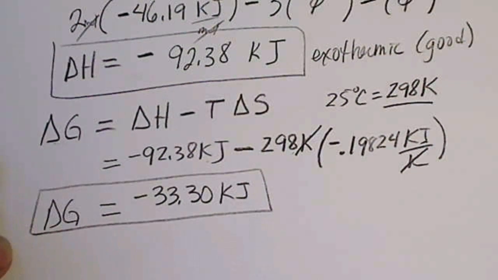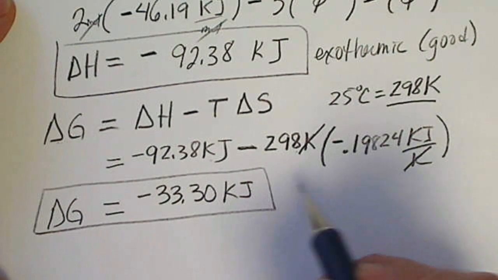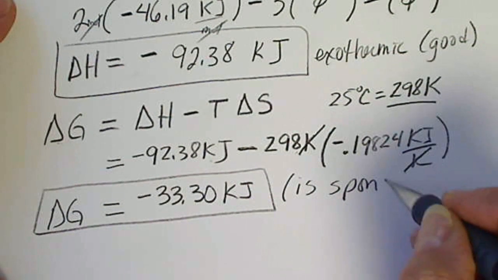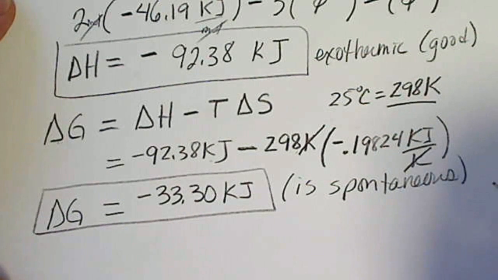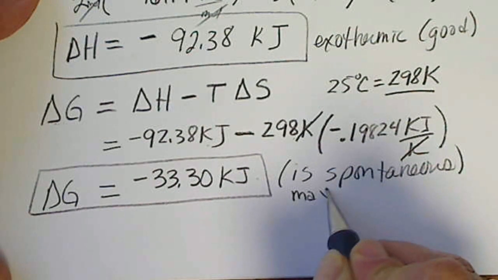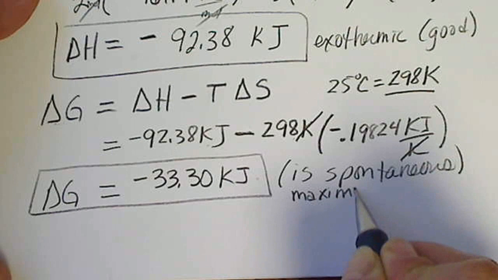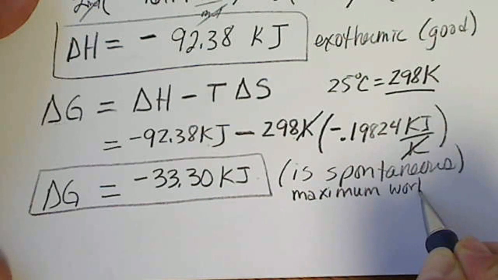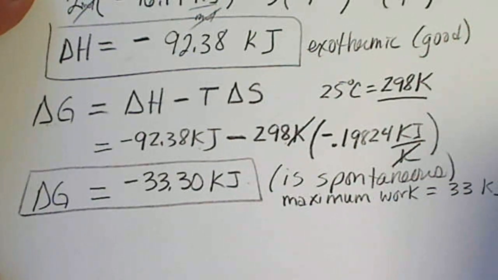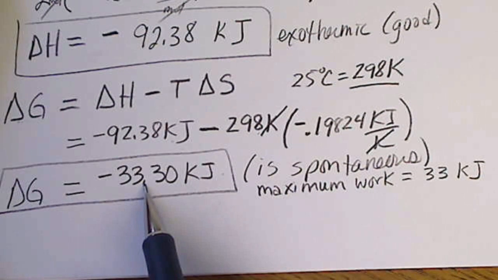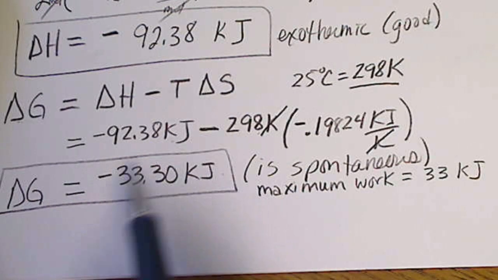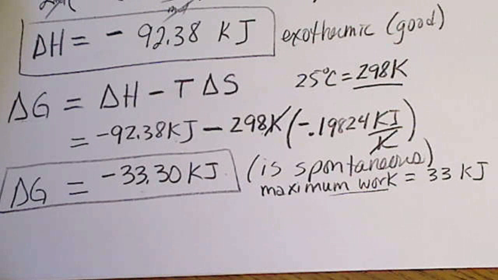There's an easier way to do this calculation, and we'll do that in just a minute. So this is spontaneous at 25 degrees Celsius. And if we ran this reaction, the maximum work that this reaction could do for us is 33 kilojoules. So not only does the sign of the Gibbs free energy value tell us whether or not it's spontaneous, but the more negative this term is, the more work we could get out of that reaction.